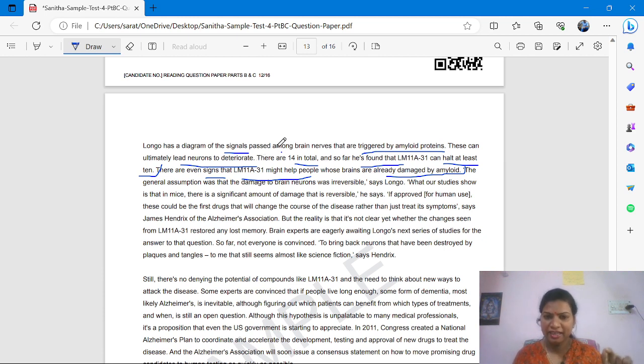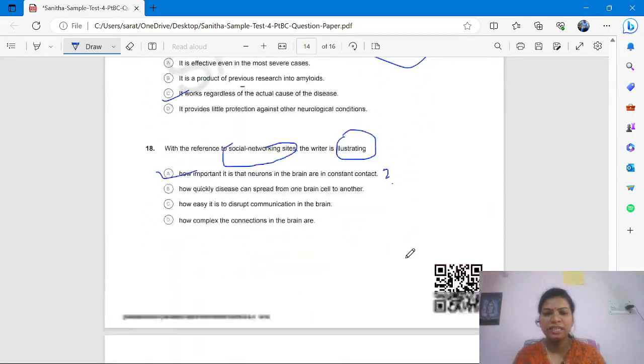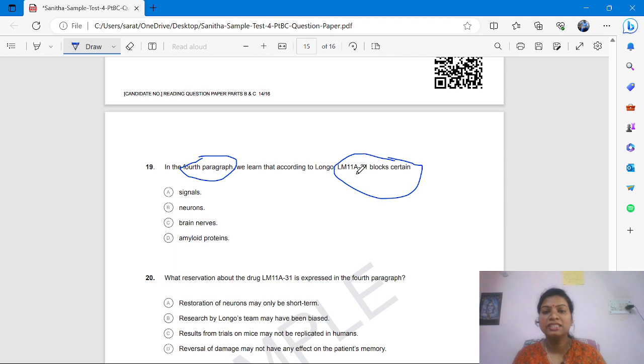There are 14 in total. What is 14 in total? We have to find out that. And so far, he has found that LM11A31 can block at least 10. What is the keyword paraphrase? What is blocks certain? Hold means block certain. What is the answer? Please find out the answer and comment to me. Okay, this is a simple question. You can easily find out the answer.